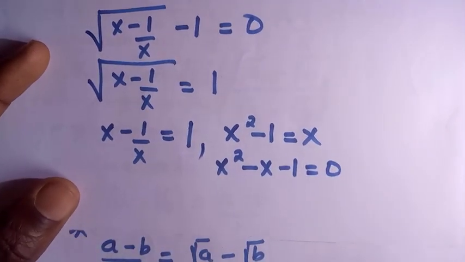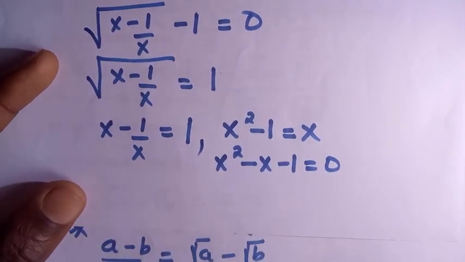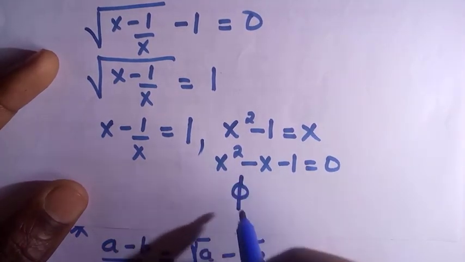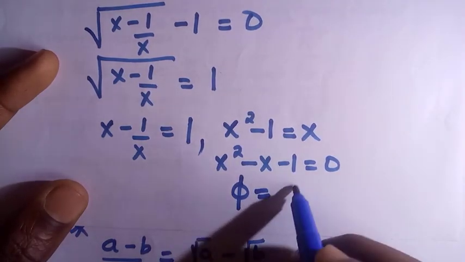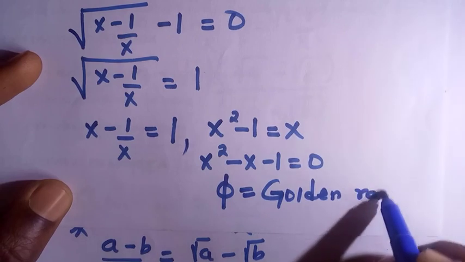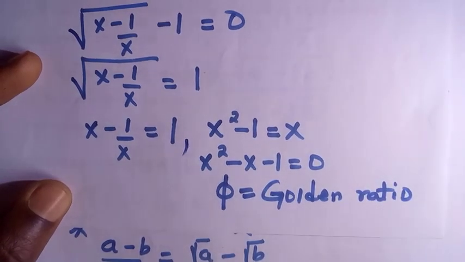And wow. So if you try to solve this quadratic equation, although I'm not going to solve it, I'm going to write the value. So the value of it is root 5. And what does this 5 mean? It means the golden ratio. So by trying to solve this, we got the golden ratio.